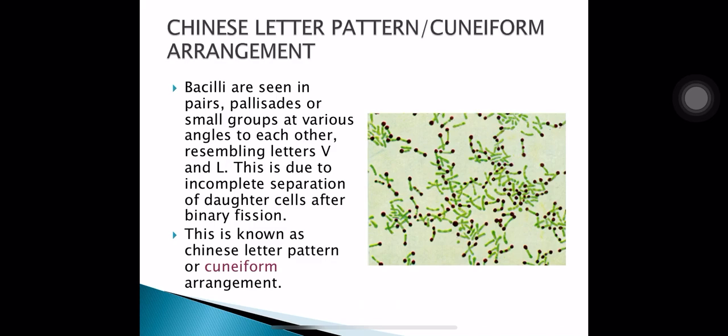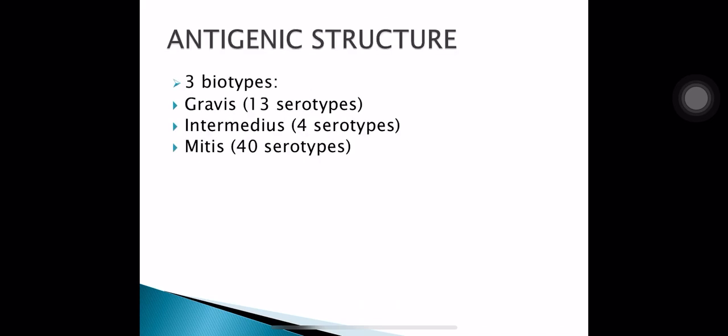The Chinese letter pattern arrangement or cuneiform arrangement of bacilli is a peculiar characteristic of Corynebacterium diphtheriae. They appear in the form of X, L, V letter-like shapes, and it looks like Chinese letters. So this is known as cuneiform arrangement or Chinese letter pattern arrangement. In antigenic structure, there are 3 biological variants of Corynebacterium diphtheriae: gravis, intermedius and mitis.